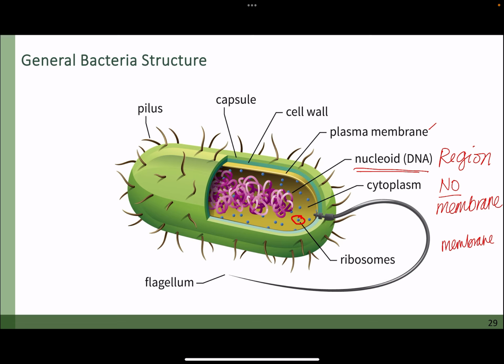On the outside, we have a capsule. This is where you're going to find the mucilage that I talked about a couple of times. We'll talk about that in a minute. The capsule is kind of an outside covering. Sometimes it's slimy and sticky, and it's just another protective layer around the bacteria.